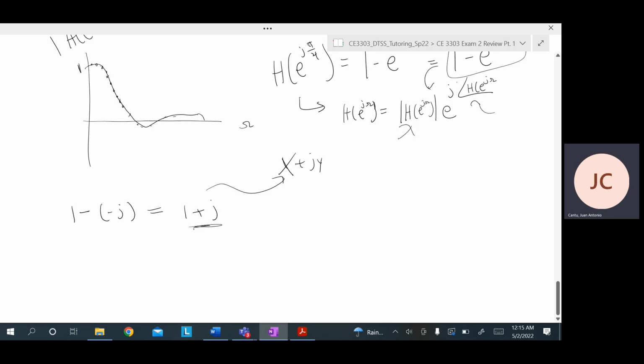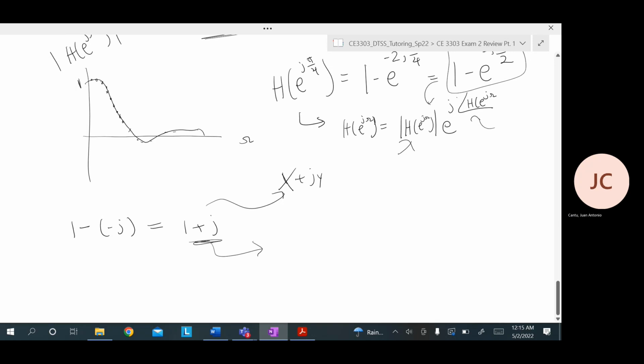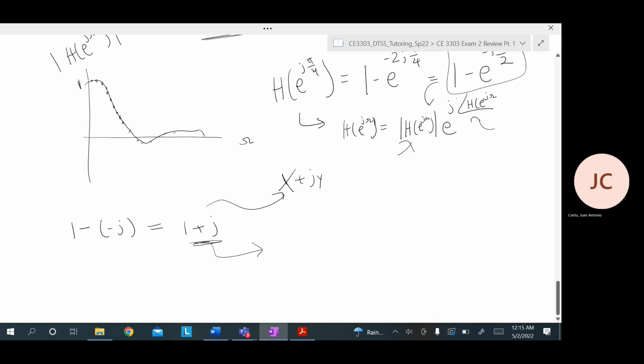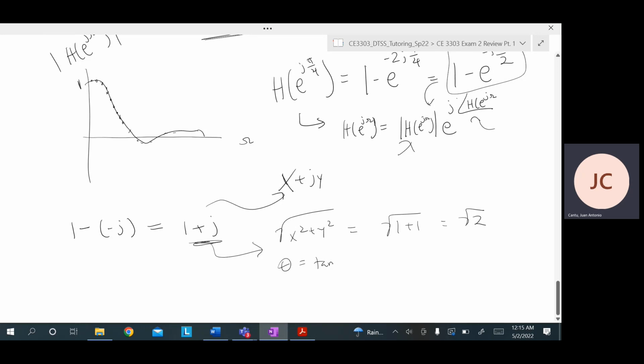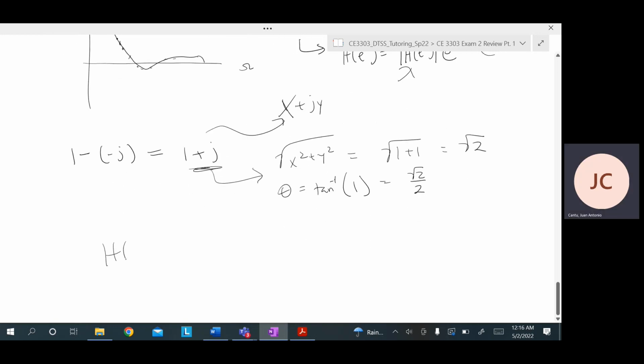Okay. So now we want to convert this into a complex exponential. The way we do that is our magnitude is equal to x squared plus y squared, all square rooted. So we'll have 1 plus 1 square root, so our magnitude is root 2. And then our phase is equal to tangent inverse of y over x, so it's just tangent inverse of 1. So then what we get is H of e to the j pi fourths is equal to root 2 e.